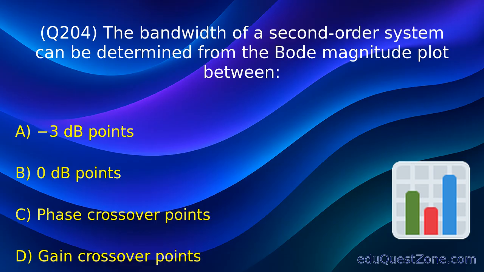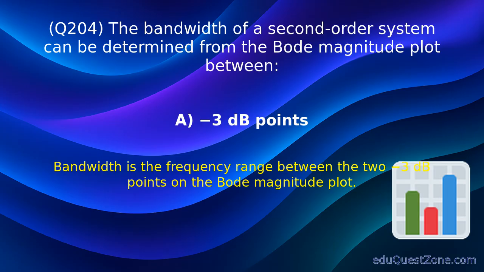Question 204. The bandwidth of a second-order system can be determined from the Bode magnitude plot between... Option A, minus 3 decibel points. Bandwidth equals frequency range between minus 3 decibel points.